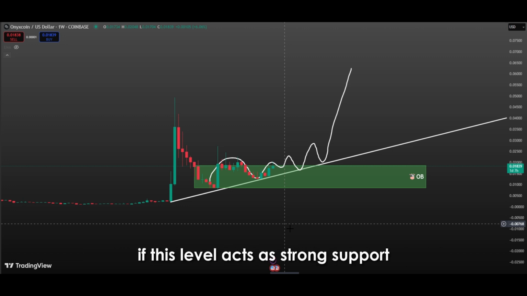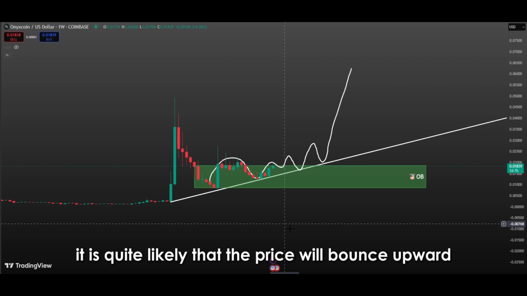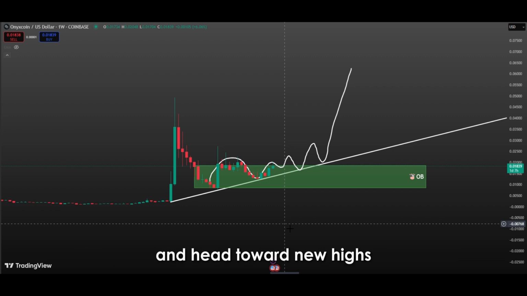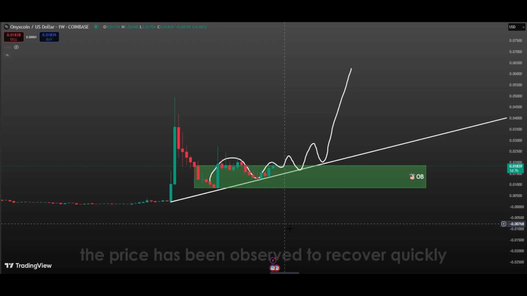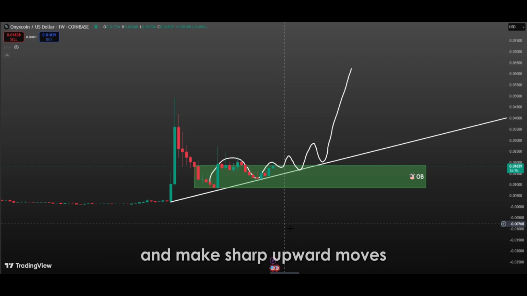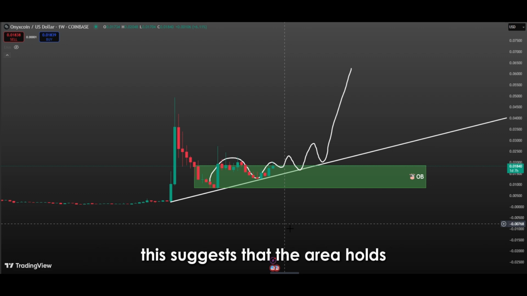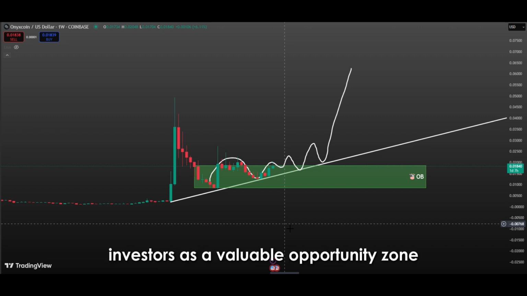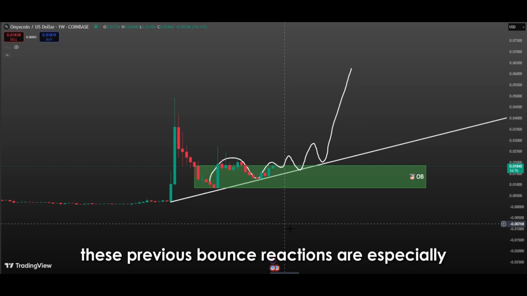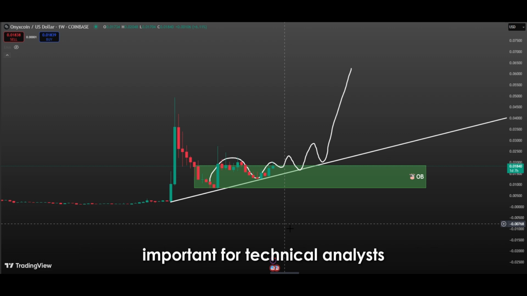If this level acts as strong support, it is quite likely that the price will bounce upward and head toward new highs. In previous tests, the price has been observed to recover quickly and make sharp upward moves upon reaching this area, without encountering any significant resistance. This suggests that the area holds strong buying pressure and is seen by investors as a valuable opportunity zone. These previous bounce reactions are especially important for technical analysts, as historical behaviors provide clues about future movements. History doesn't repeat itself, but similar behaviors often do.